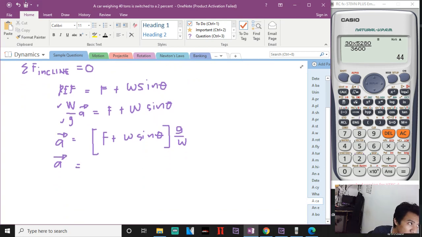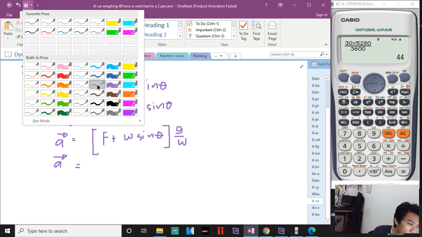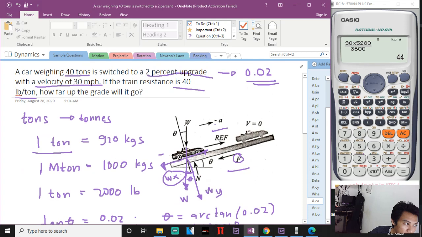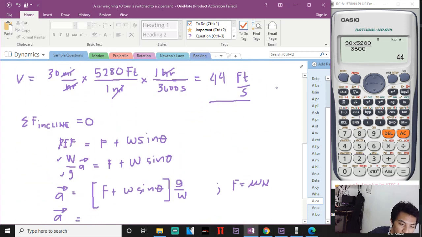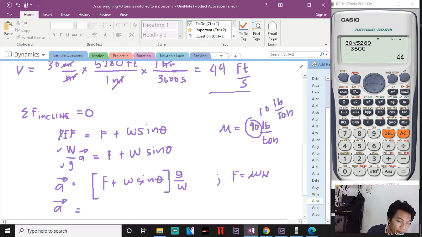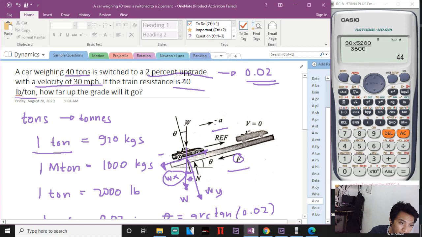Remember, our F here is equal to mu N. The mu here is the resistance that is mentioned. The resistance is 40, so mu is equal to 40 pounds per ton. But the given here should be 10 pound per ton. This is not 40; it should be 10 pound per ton. This given here is wrong. Let us erase this. It should be 10 pound per ton.